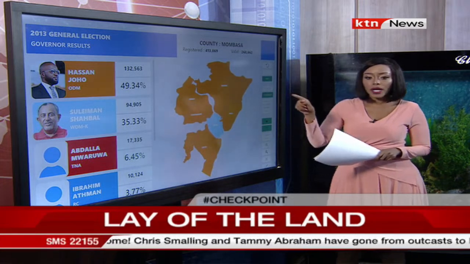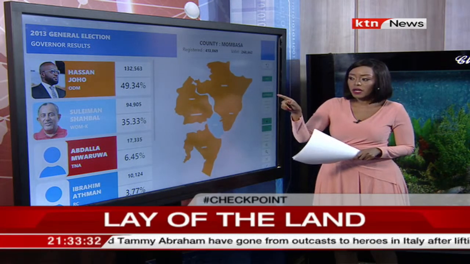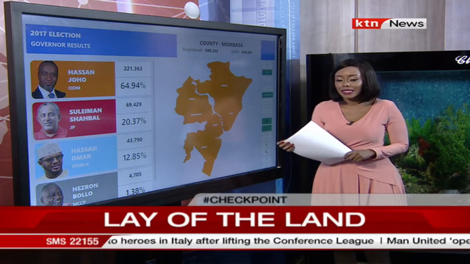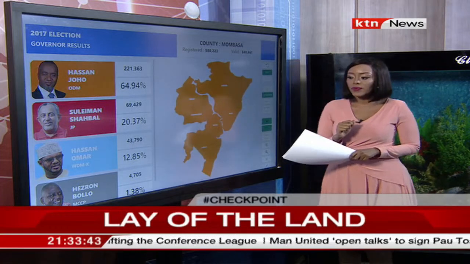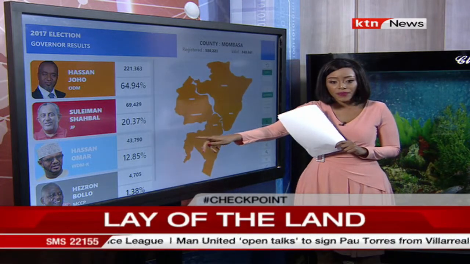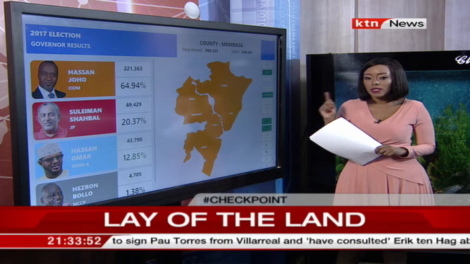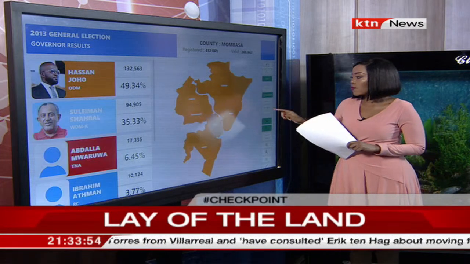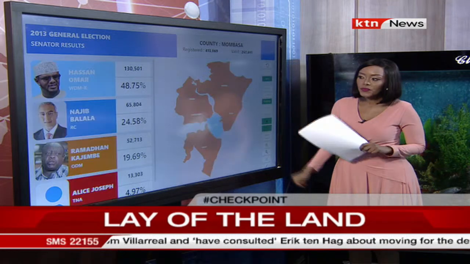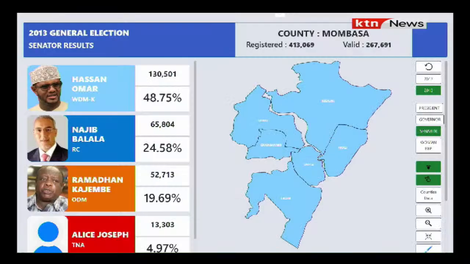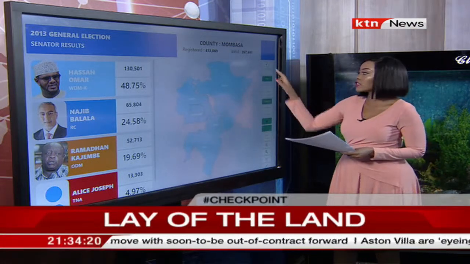So what's interesting here, Suleiman Shabal, who vied in the last election, as you see in this 2017 data, you remember he stepped down. He's supporting the ODM candidate, that's Abdul Swamad Nasir. So Abdul Swamad Nasir will be facing off with Hassan Omar. This is how Hassan Omar fared in the 2017 election. 3,007. William Kingi, who's the current deputy governor, is also looking to succeed his boss in Mombasa.